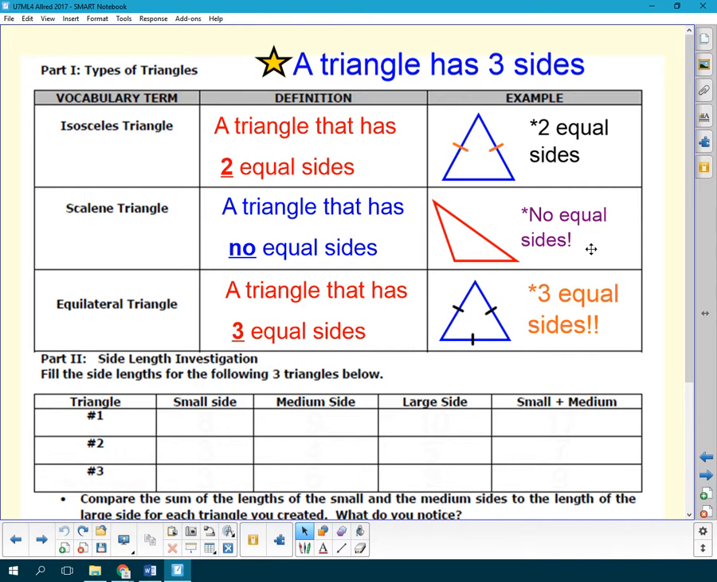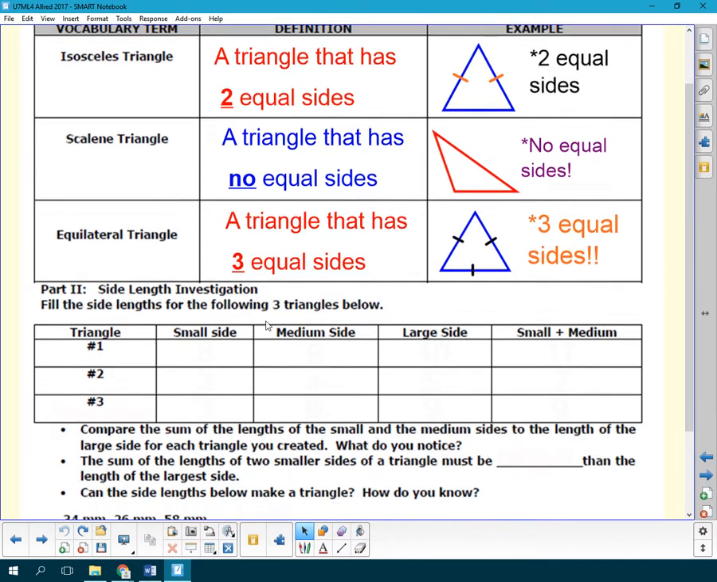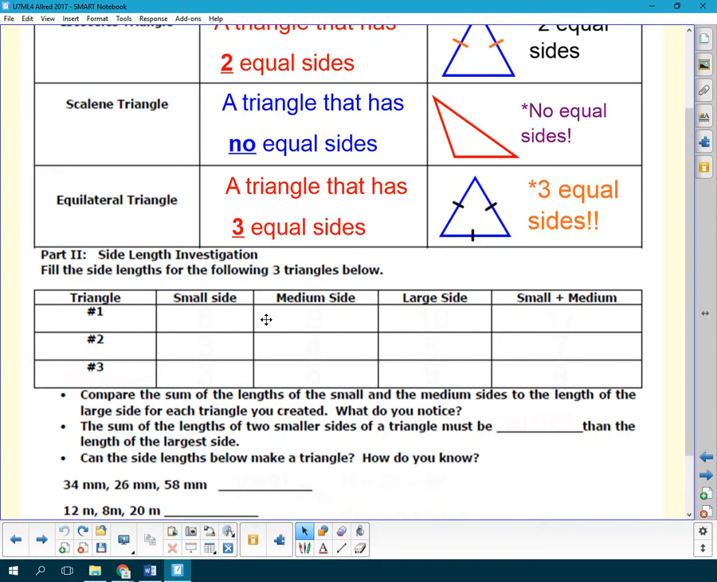Okay, what we're going to do in part 2, you're going to investigate this a little bit more. When you come to me, we're going to play with straws a little bit. But what I'm going to tell you is I have 2 triangles and then 1 collection of side lengths that does not make a triangle. Okay, and I'll try to show you the truth about this rule and what the side lengths have to have.